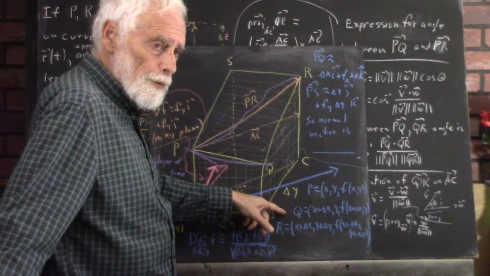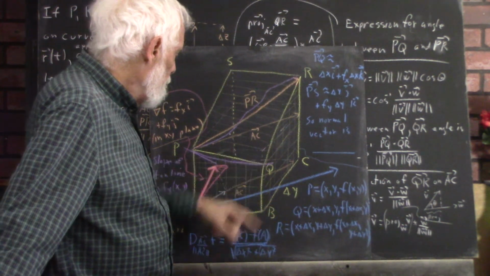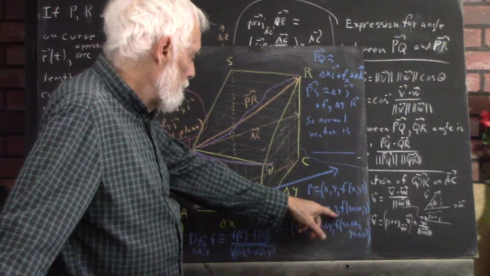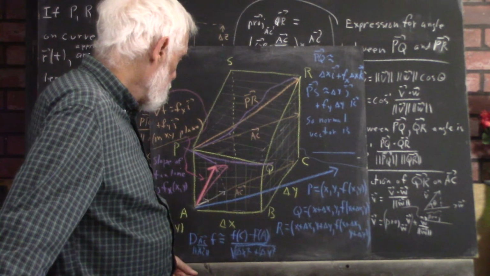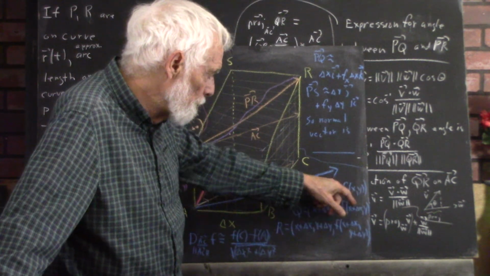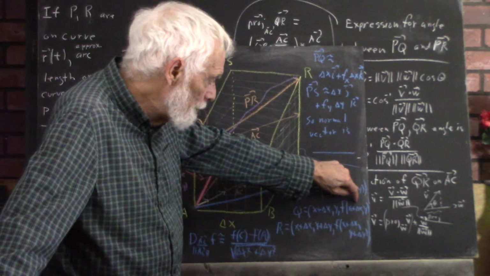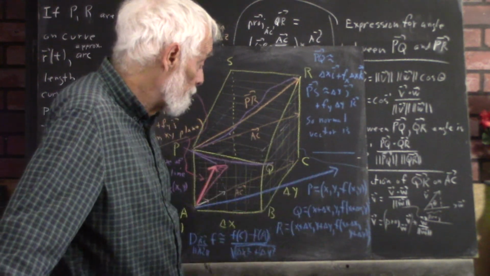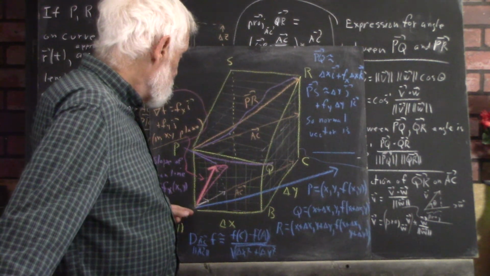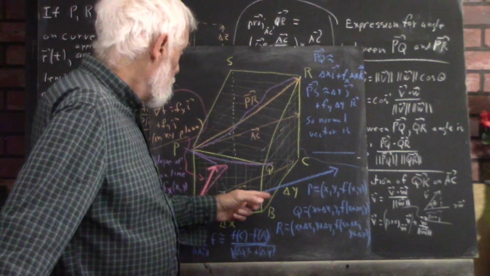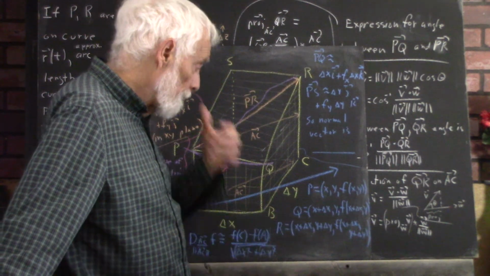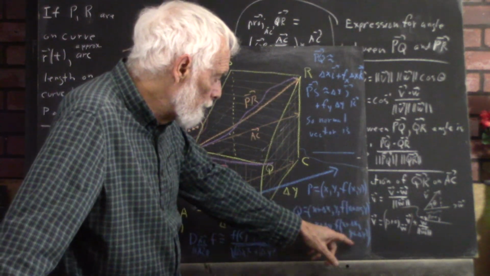Similarly, what are the coordinates of Q? Here's Q. The x coordinate is x plus delta x, and y, because the y coordinate hasn't changed, and f at x plus delta x, y. You put these two coordinates into f, and you always get the z coordinate, whatever these two coordinates are. R is what? The x coordinate is x plus delta x. The y coordinate is y plus delta y. So it's x plus delta x, y plus delta y, f of x plus delta x, y plus delta y.